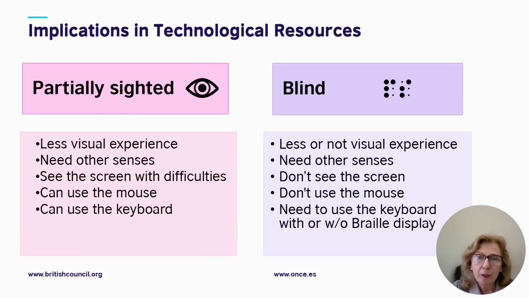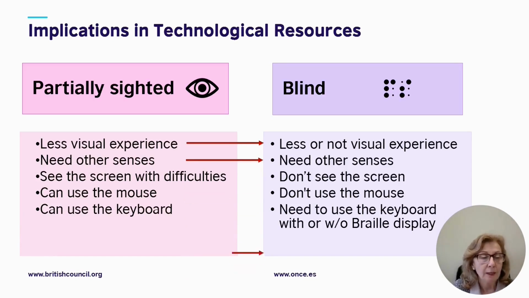Before analyzing the accessibility of our resources, let us reflect on the implications of a visual impairment in the resources we use. Compared to ordinary, normally sighted learners, partially sighted learners can have less visual experience, and the blind learner has less or no visual experience at all if they were born blind. Partially sighted students will need other senses, not only their sight, because their sight can be very low. And the blind student, of course, needs other senses as they don't have sight at all.